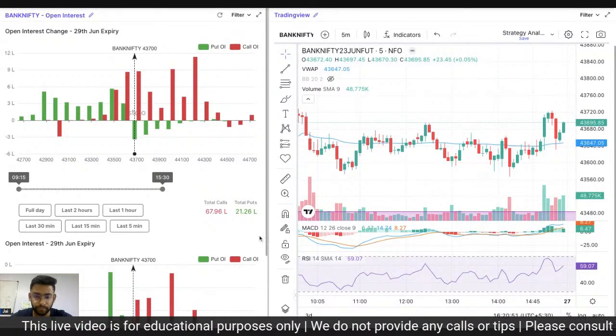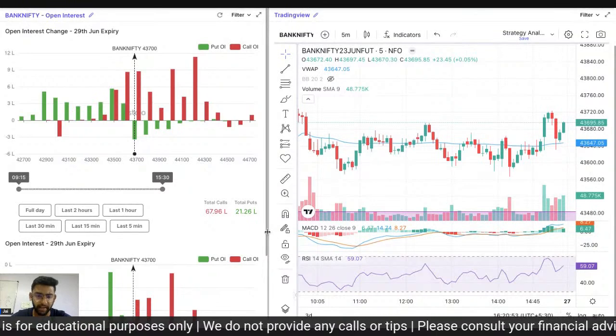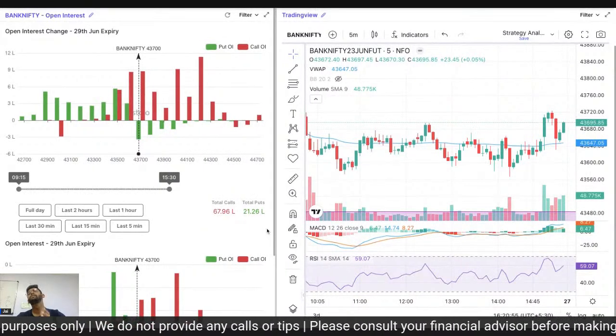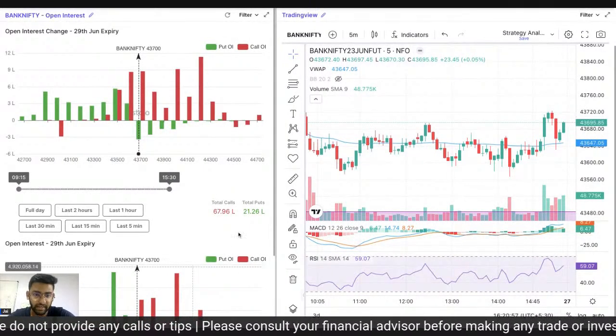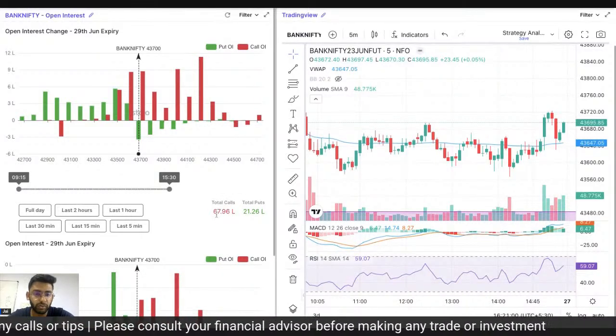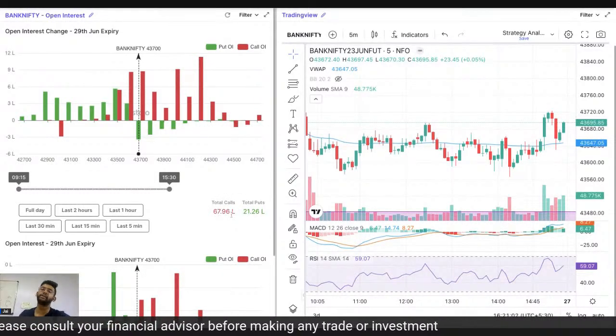So yes, coming to the Bank Nifty, right? We see a huge, so a little more difference on the OI side, right? You look at it here, we see a huge increase in total calls than total puts, right?